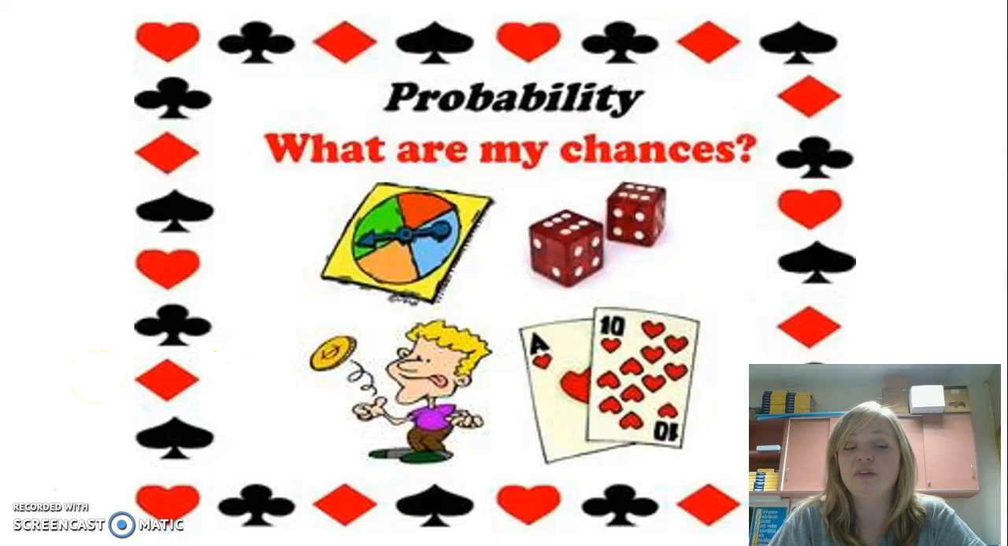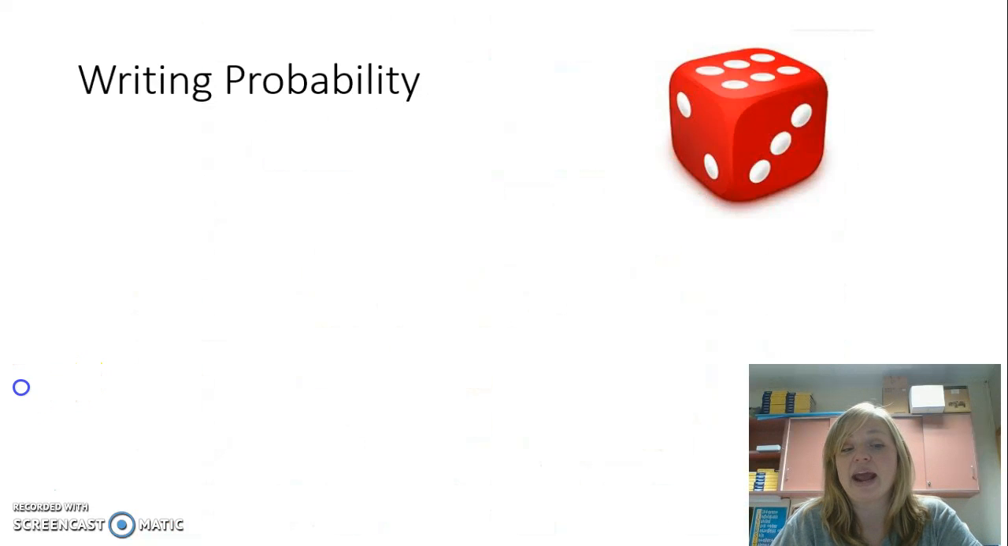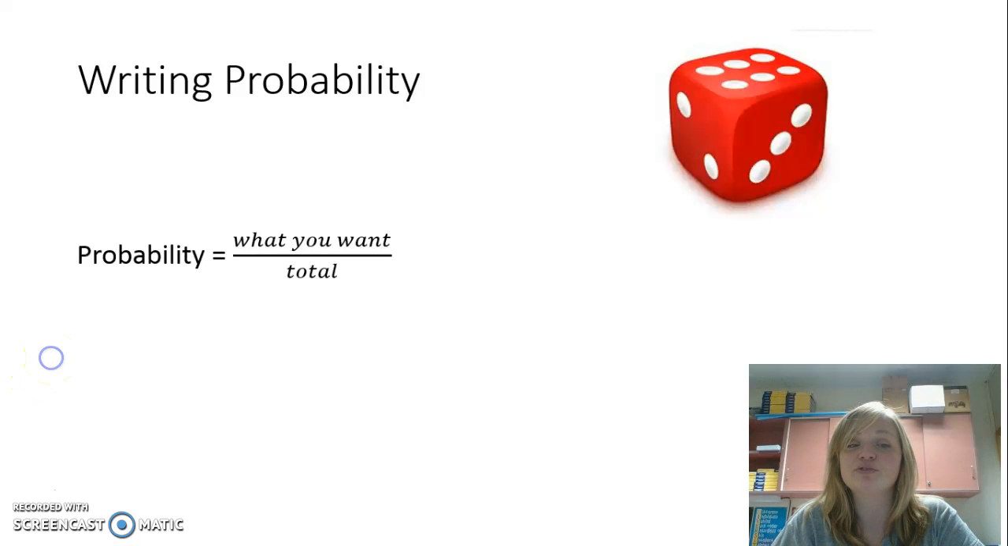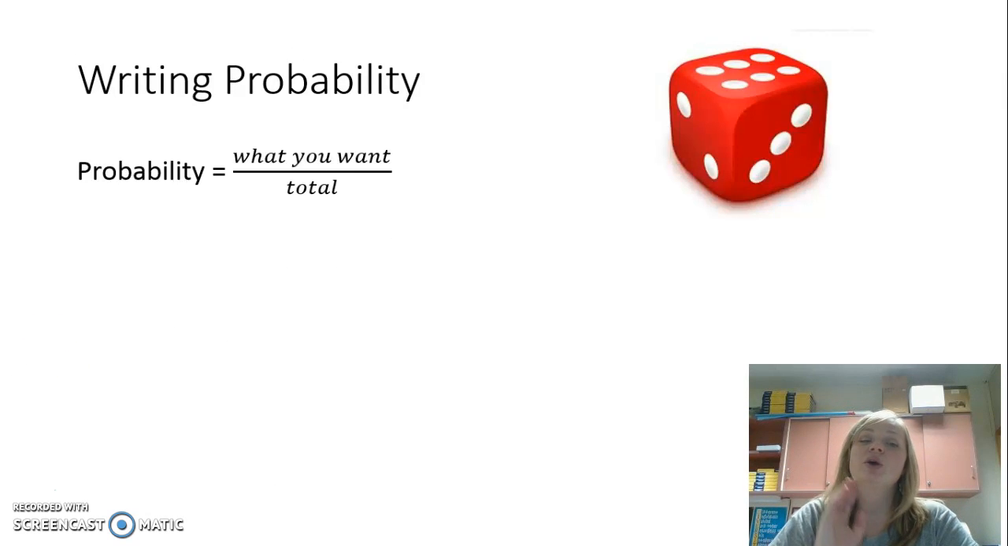So remember that probability basically means the chances or the likelihood of something happening. And probability, I always like to start by writing it as a fraction. I think that's easiest. So it's always what you want to have happen on the top as the numerator, and then the denominator is the total number of outcomes that could happen.